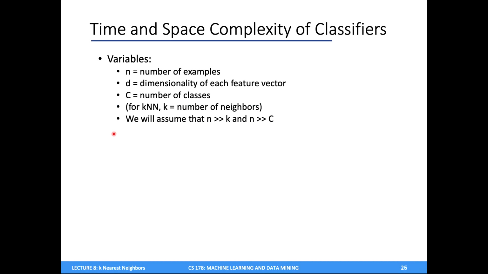Just for a little bit of notation here, to set the stage, we're going to use n to represent the number of examples, either training examples or testing examples. We're going to use d to represent the dimensionality of our problem, so the number of features we have. We'll use c to represent the number of classes. For kNN, k is the number of neighbors. We're going to make the assumption that the number of data points we have is much larger than the number of neighbors we're going to use, and also that the number of data points is much larger than the number of classes we have.